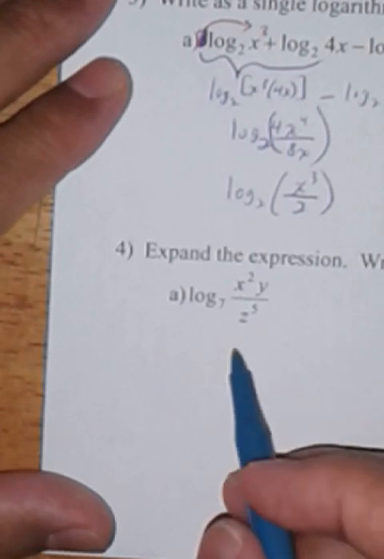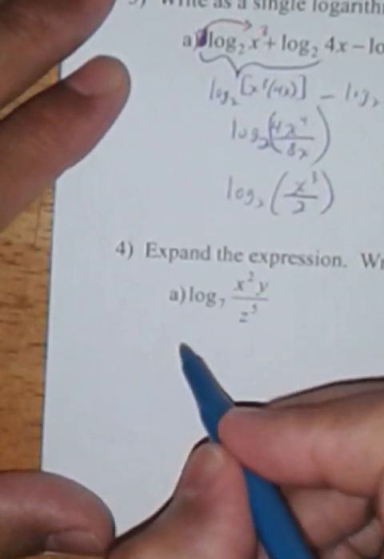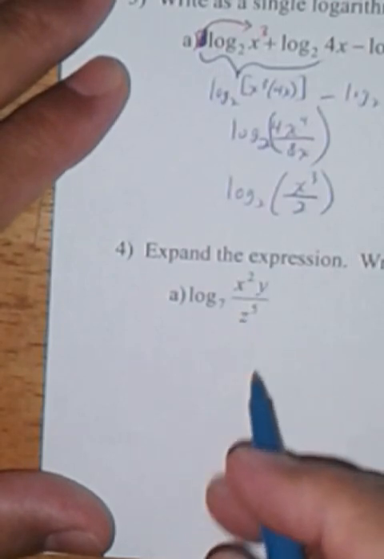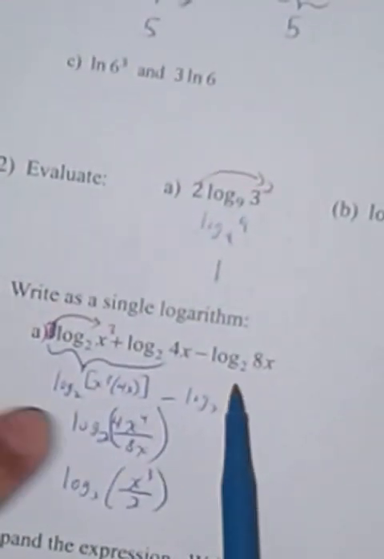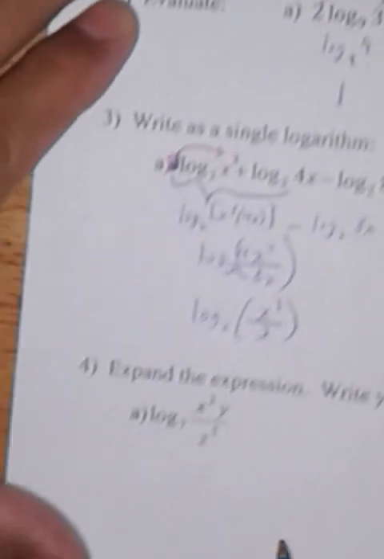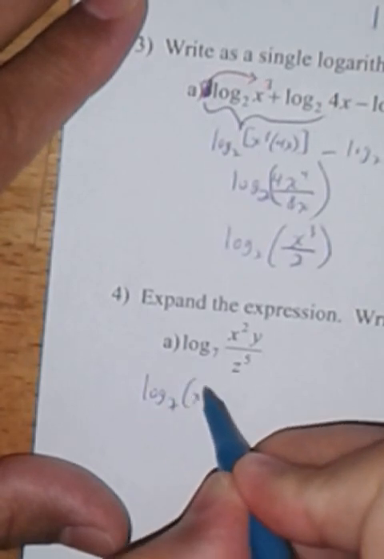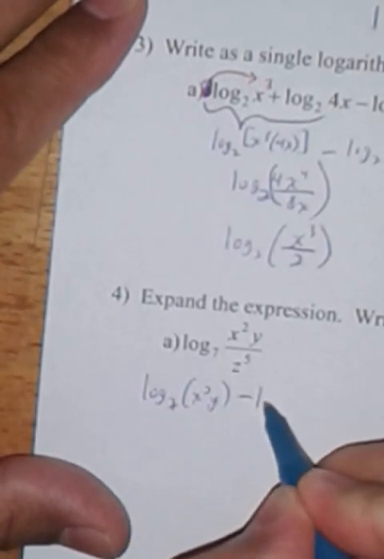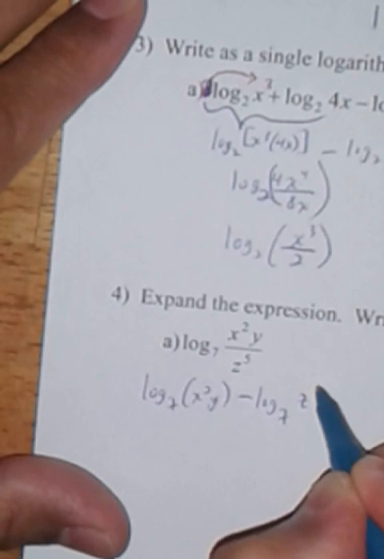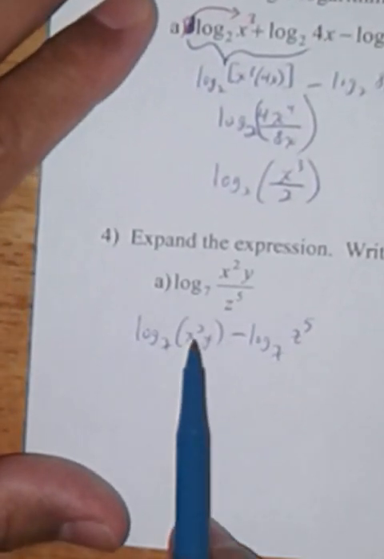All right. Number 4 says expand the expression, which means go backwards from what we did right there. Write your answer without exponents. Okay, so log base 7 of x squared y over z to the fifth. So this will be the division first. I can rewrite as a subtraction. Remember what we did over here? Subtraction turns into division. Division turns into subtraction. Okay, so this will be log base 7 of x squared y minus log base 7 of z to the fifth.